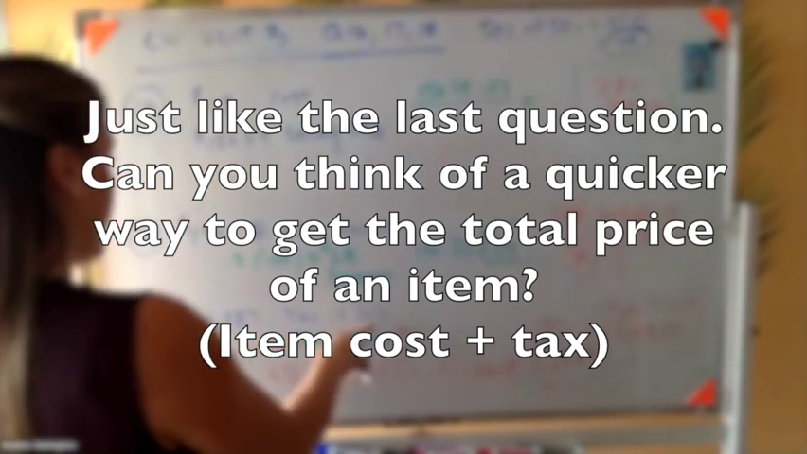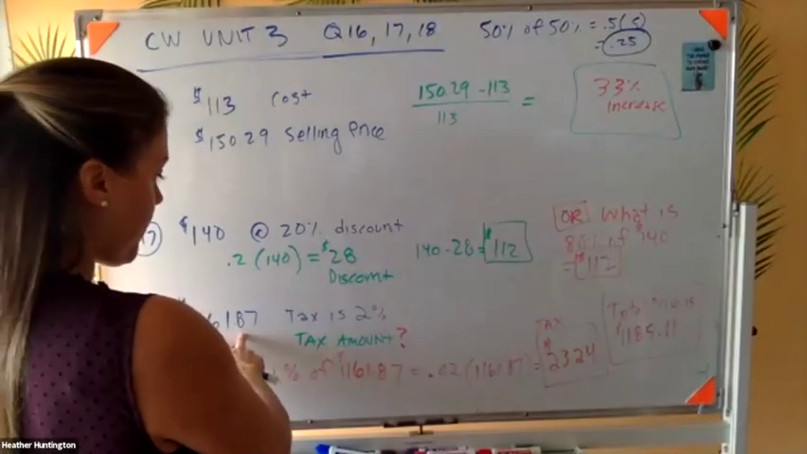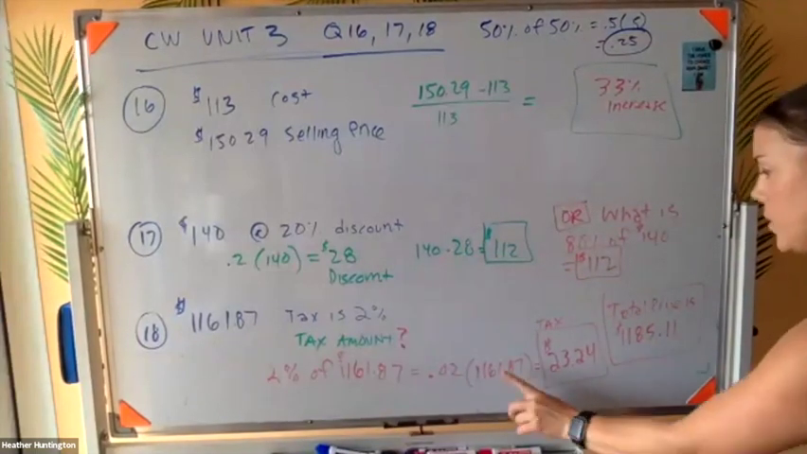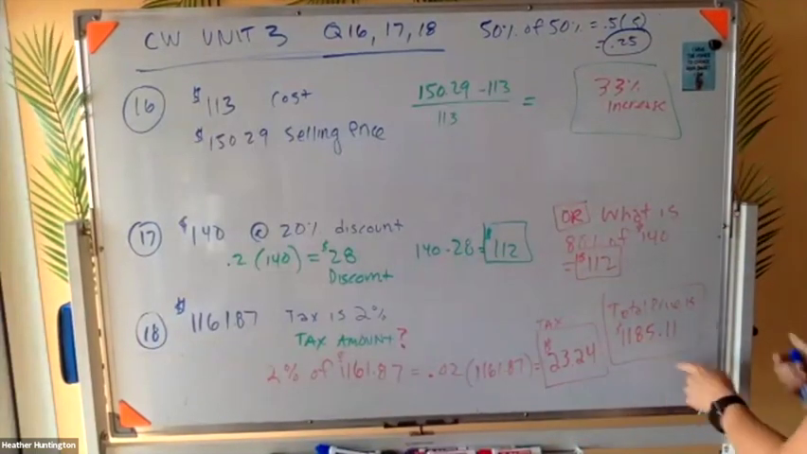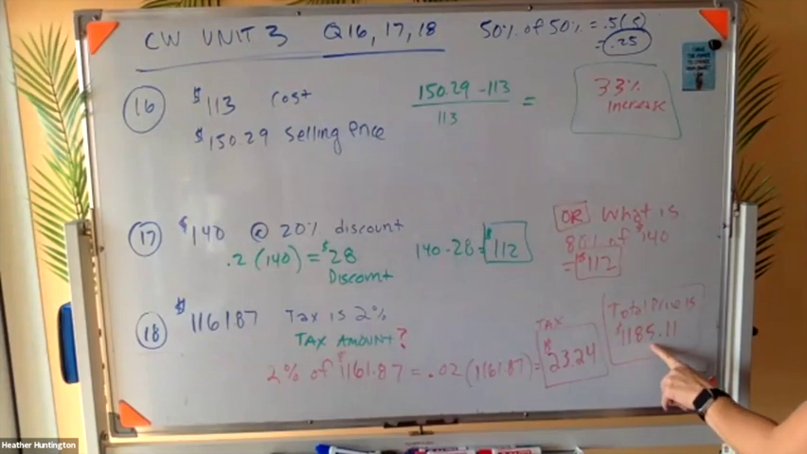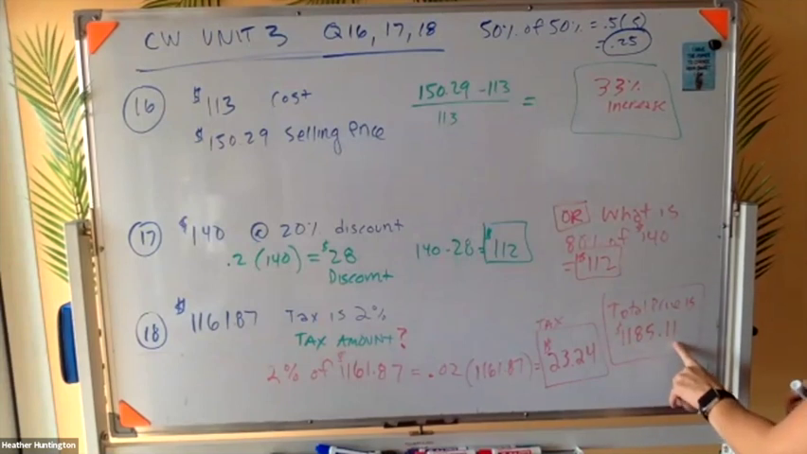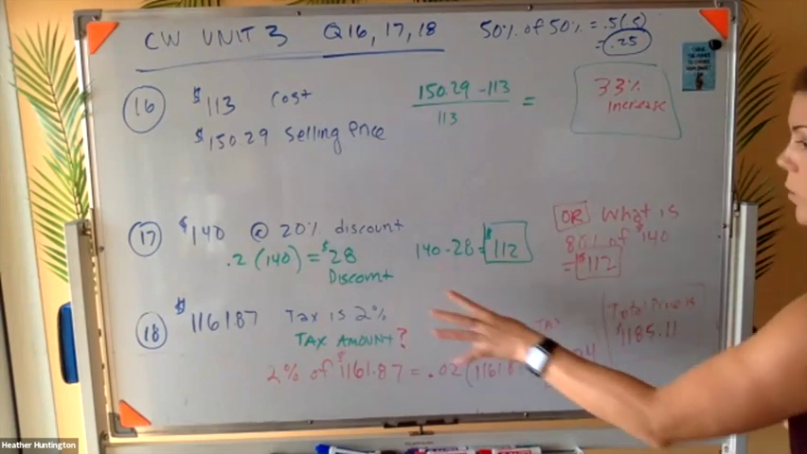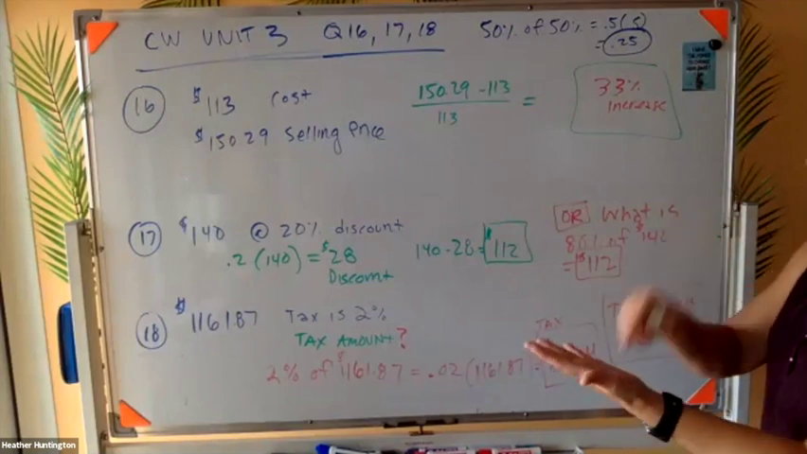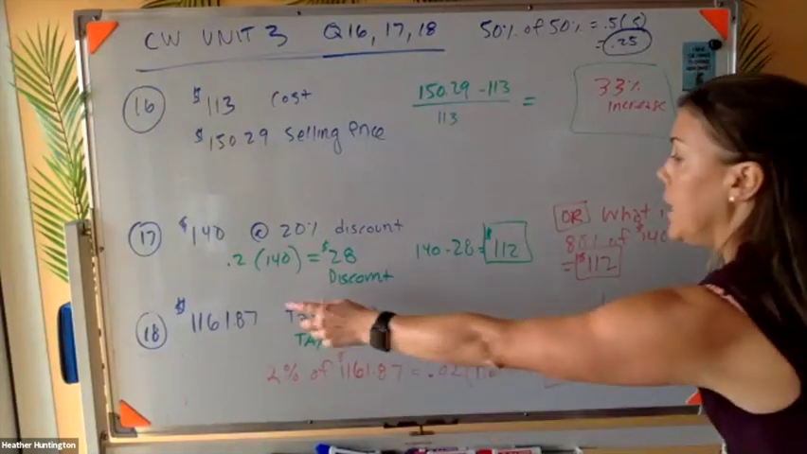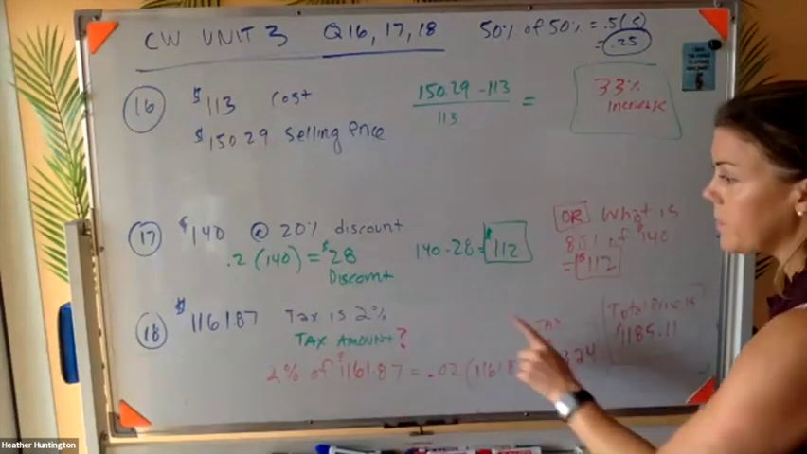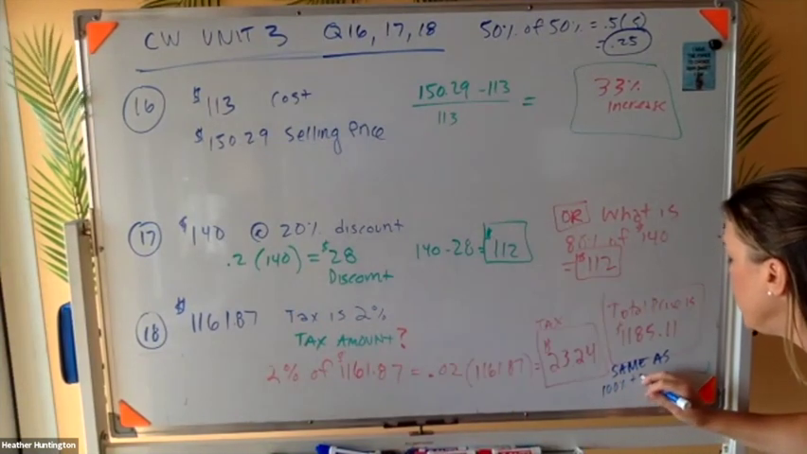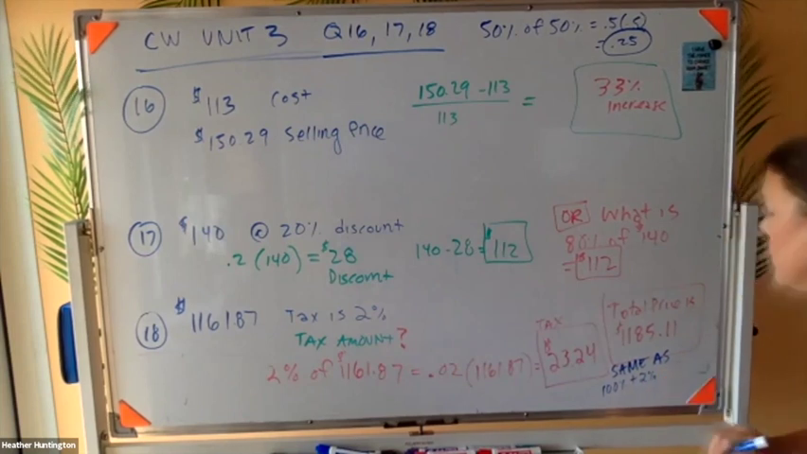Now, we're paying 2% of this amount. So here's the tax amount that we pay. Our total price is $1,185.11. And now I'm challenging you to figure out how to get the answer straight away. Say you are in a store, you have to use a calculator, and you want to get to this answer right away. It's the same as 100% of the cost plus 2% of the cost.